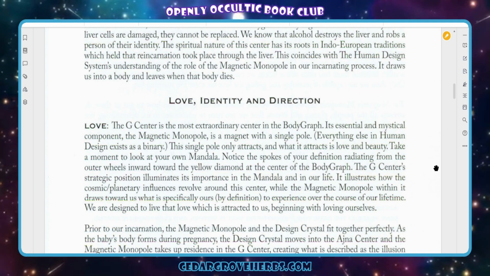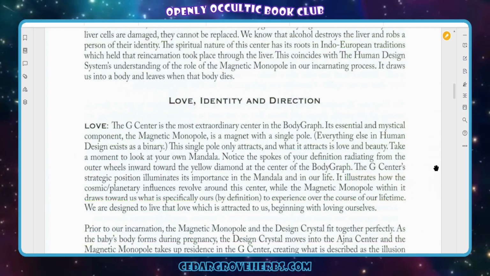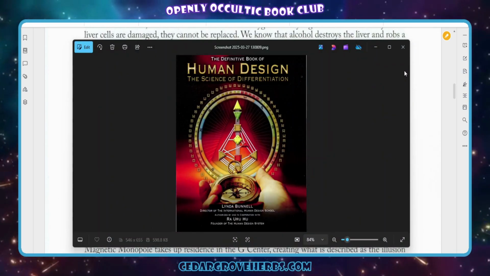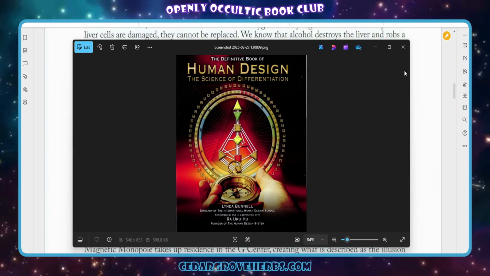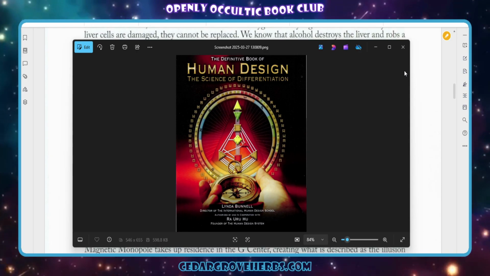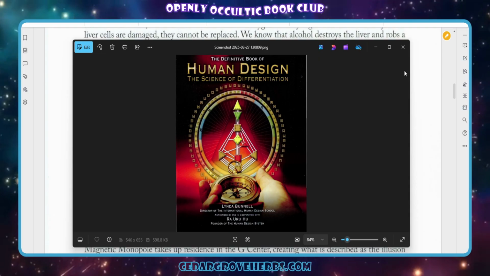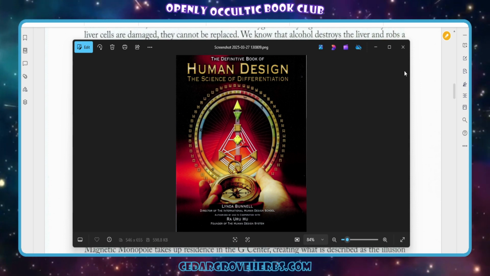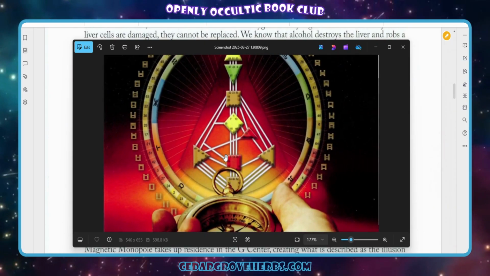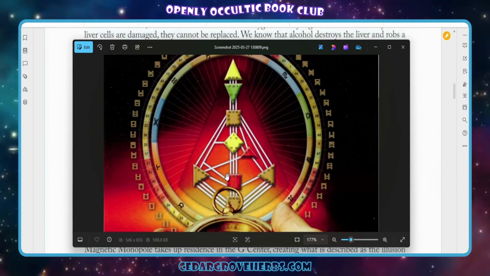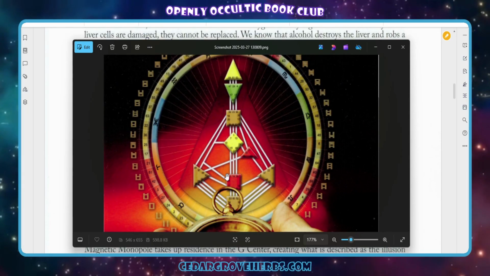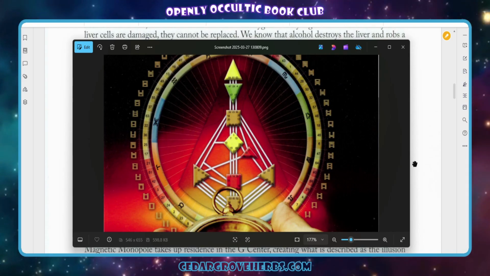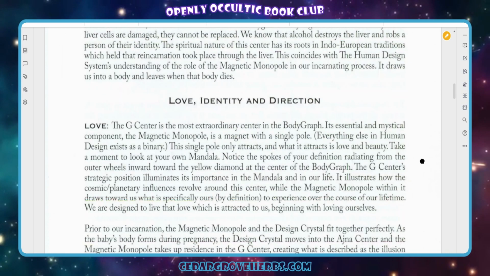Notice the spokes of your definition radiating from the outer wheels inward towards the yellow diamond at the center of the body graph. One moment. Okay, I have here the book cover. So see the G center magnetic monopole is that yellow diamond in the middle. And as you can see here, the spokes go out from the outward going inward. They're all pointed at the magnetic monopole in the G center. You see that? Let's zoom in a little bit. All the spokes on this wheel are all directed, going straight, pointing all towards this G center, because in the G center is the magnetic monopole. It's a magnet. So it's drawing these energies inward. Okay.